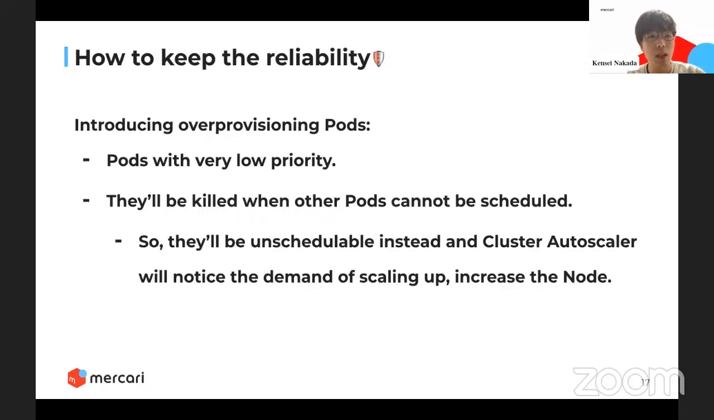But as I said, we need to keep the reliability at the same time. So we introduced some overprovisioning pods, which means pods with very low priority, and they will be killed when other real workload pods cannot be scheduled. At that time, the workload pod will take the place of the overprovisioning pods, and the overprovisioning pods will be unschedulable instead. So the cluster autoscaler will notice the demand for scaling up because those overprovisioning pods are unschedulable in the cluster. So yeah, that works.